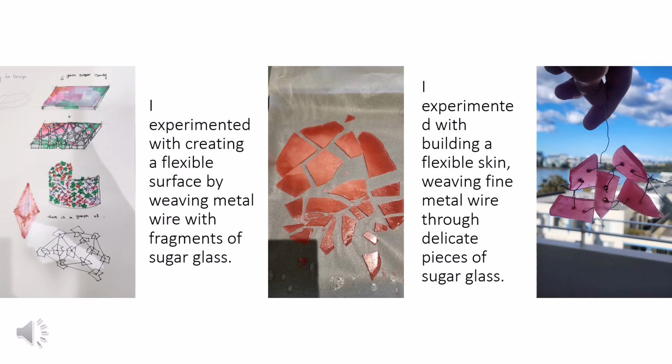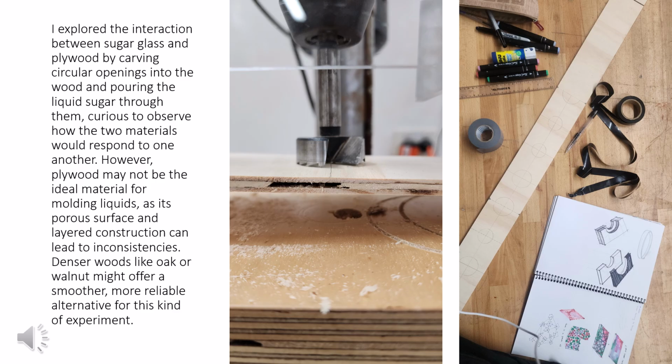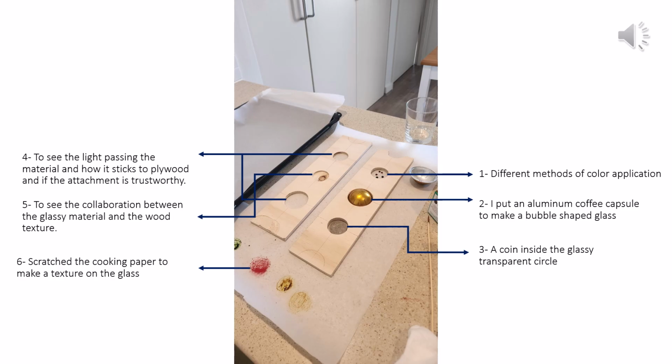I experimented by weaving metal wire with sugar glass fragments to create a flexible surface. I carved holes in plywood and poured liquid sugar through them to see how the material would interact. However, plywood's porous, layered nature caused inconsistency. Denser wood like oak or walnut might work better for this experiment. I tried different methods of applying color and texture using a secondary element like a coin to create effect.